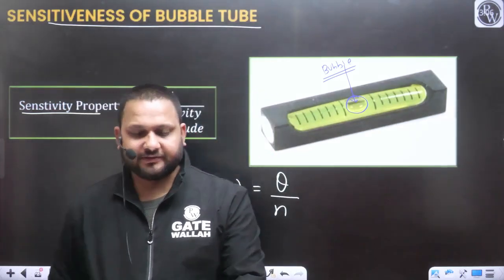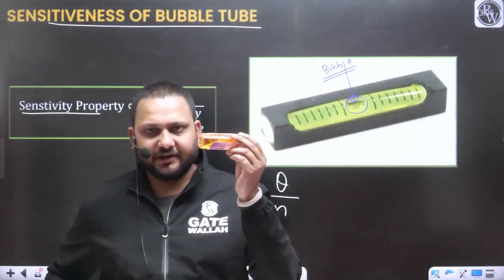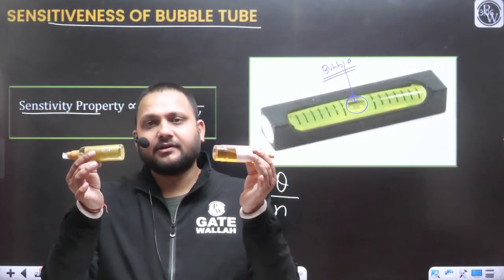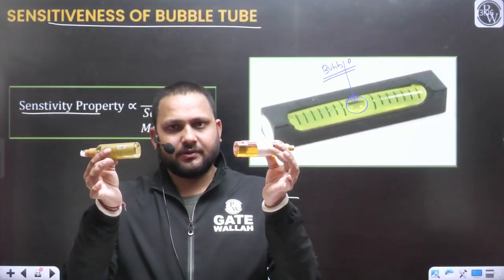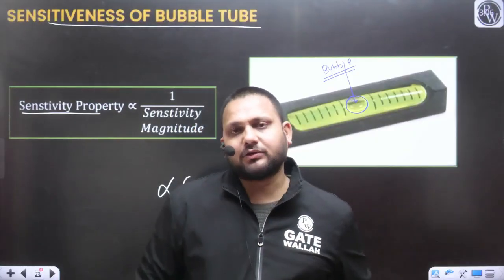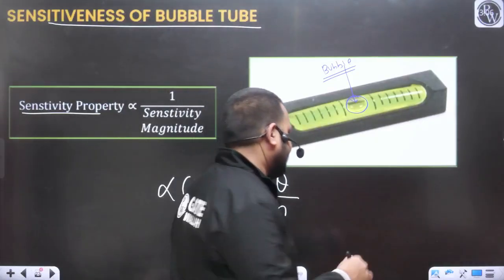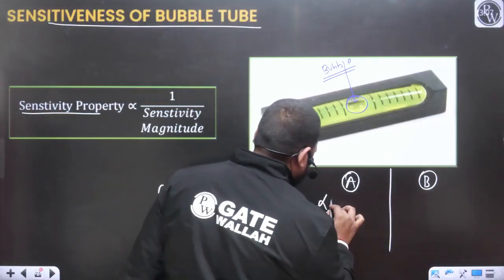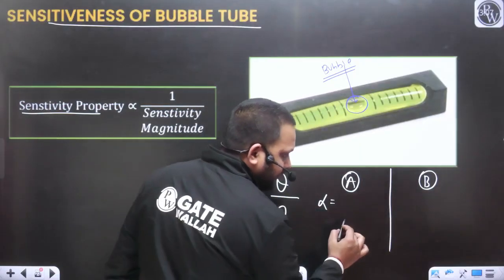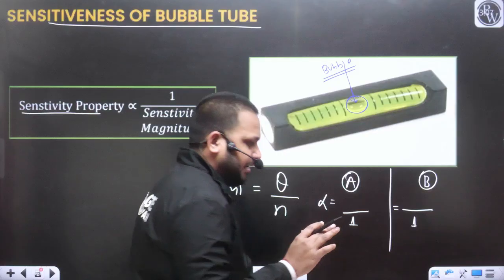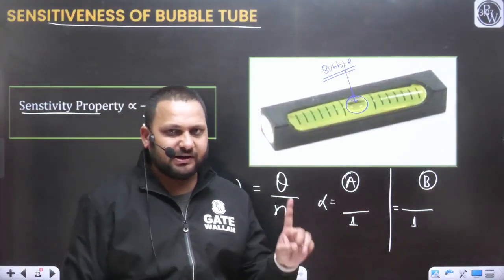So let's say this is the level tube A with orange liquid, or you can say this is the perfume spray, and this is the level tube B. If I want to calculate the magnitude, first I am talking about the magnitude. So for A bubble tube and for B bubble tube, I want to find out the magnitude. For both the conditions, we need to move our bubble one division.